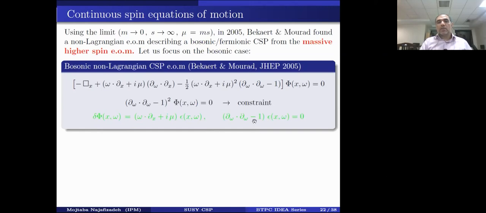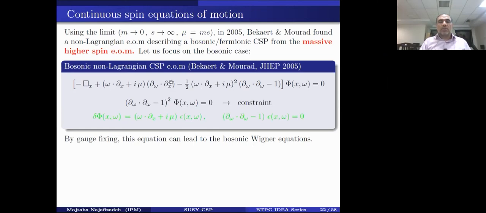We call this trace constraint, and this is double trace constraint. But let us focus on this equation and this constraint. As you see, their equation of motion is in the position space and omega space. They showed that by gauge fixing, this equation can lead to the bosonic Wigner equations.